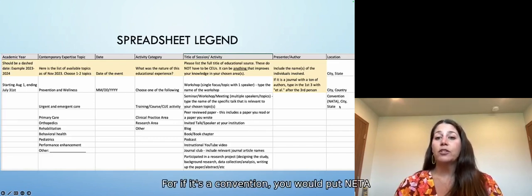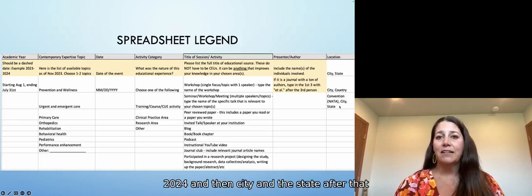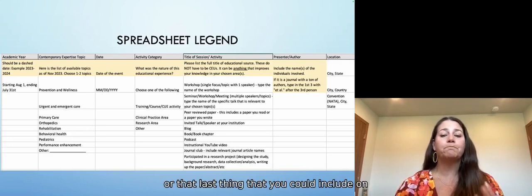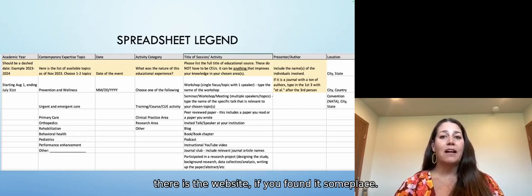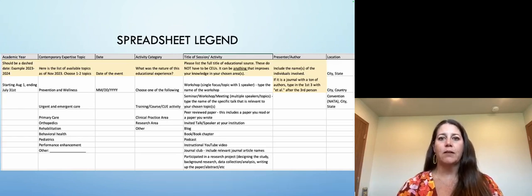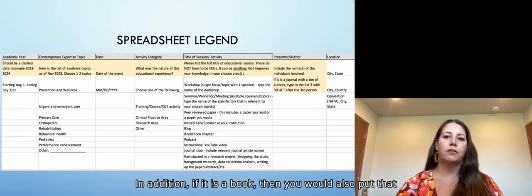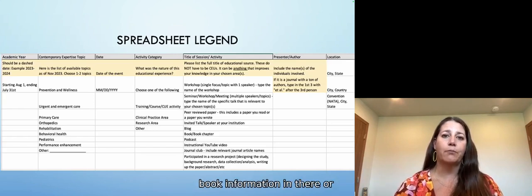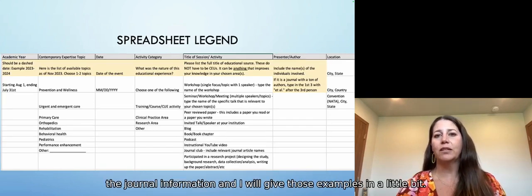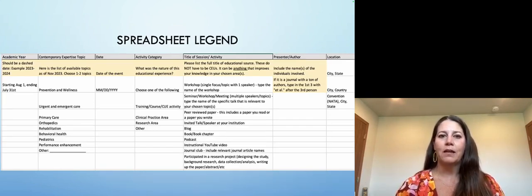If it's a convention, you would put NATA 2024 and then the city and the state after that. Or the last thing that you could include on there is the website, if you found it someplace. In addition, if it is a book, then you would also put that book information in there, or the journal information, and I will give those examples in a little bit.